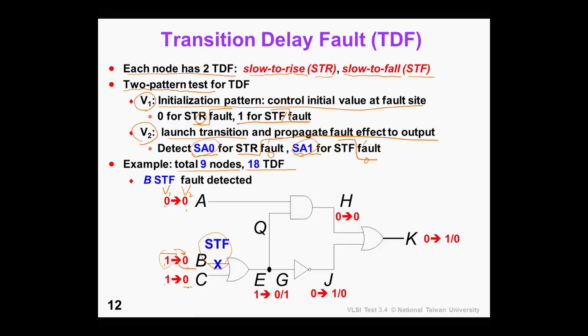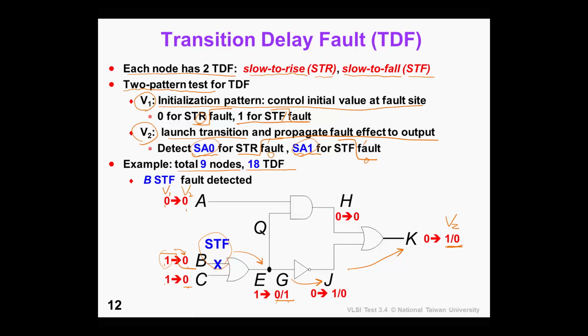Because the side input C is 0, a non-controlling value, in the second pattern the value of G is 0/1, which means the good value is 0 and the faulty value is 1. And then we propagate this all the way to the output K.